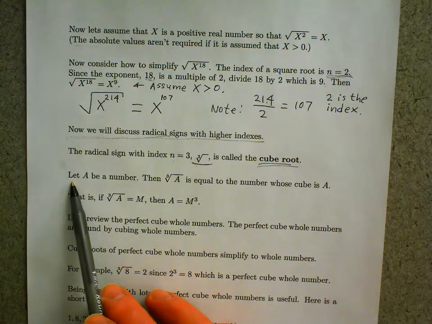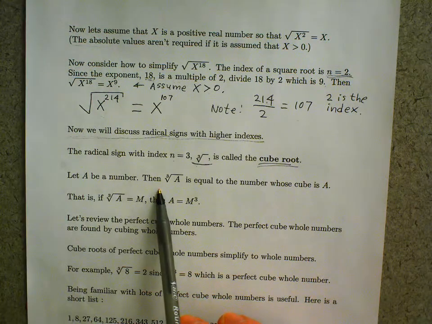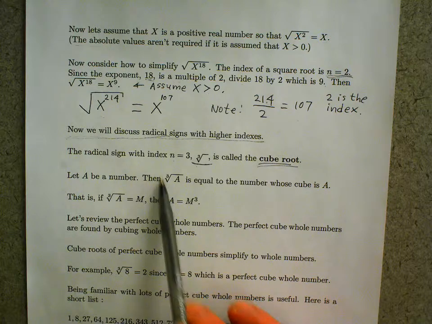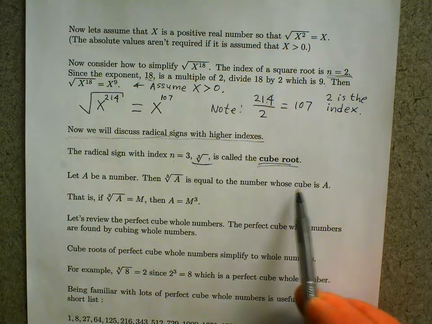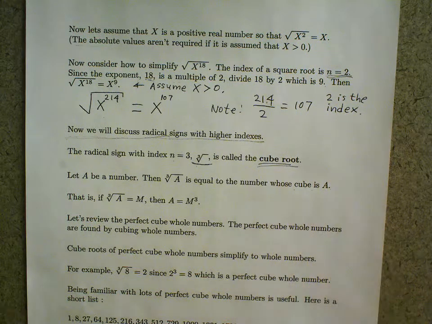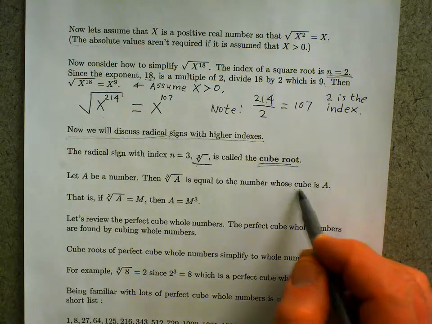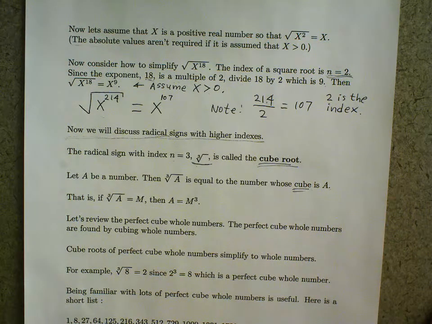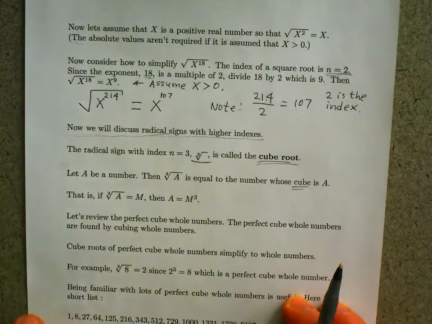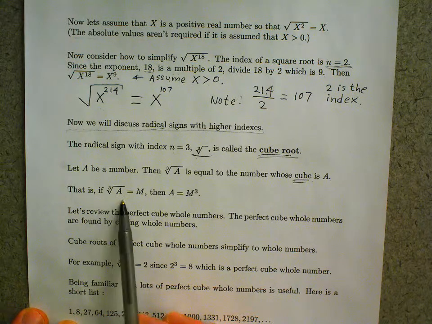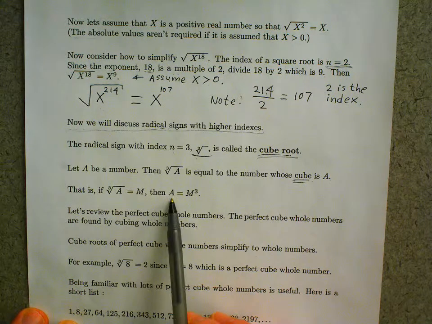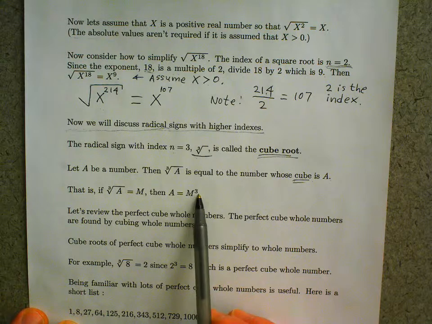So now if we let a be a number, then the cube root of a is equal to the number whose cube is a. So remember, when you cube something, you raise it to the third power. So what that means is if the cube root of a is equal to m, then a is equal to m to the third.